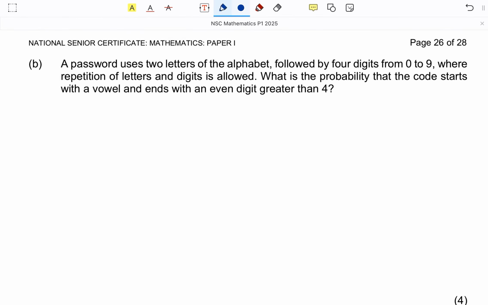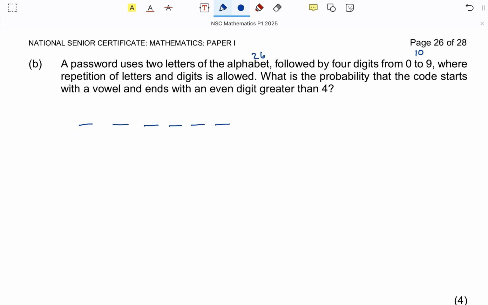In question B, it tells us that a password uses 2 letters. So that means we're going to have 2 spaces for the letters of the alphabet. We know that there are 26 letters in the alphabet, followed by 4 digits. So from 0 to 9, there are 10 different digits, where repetition of letters and of digits is allowed.